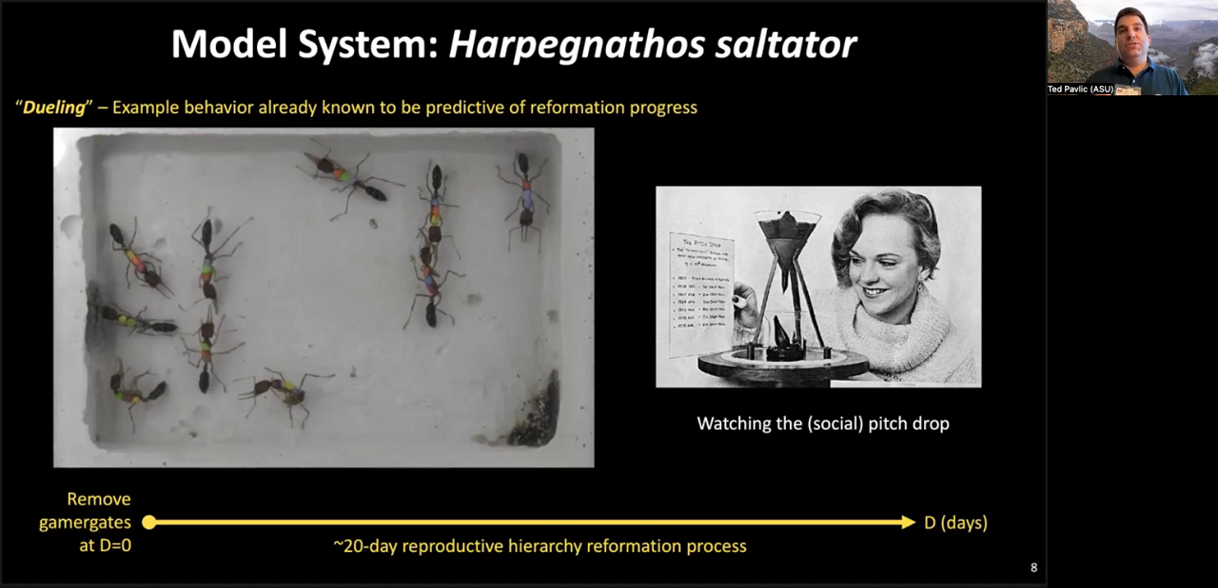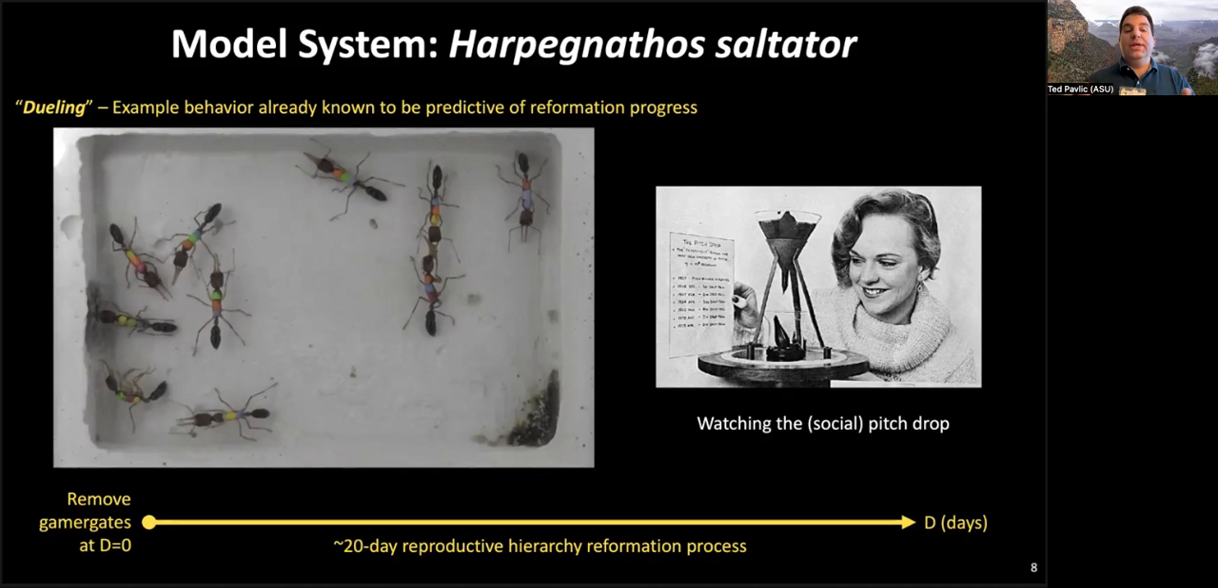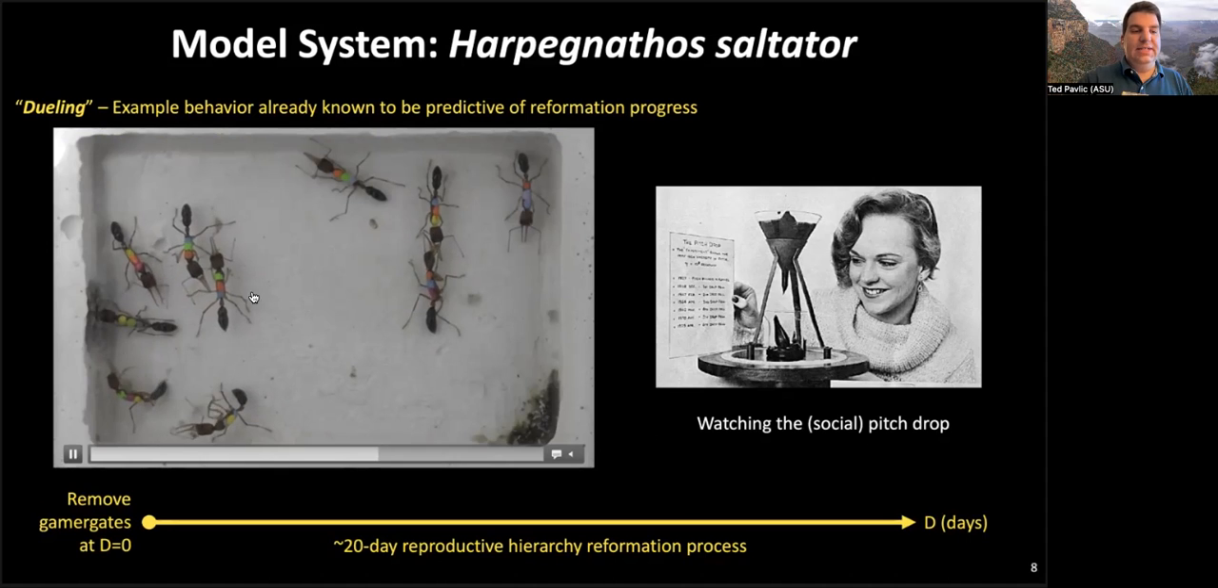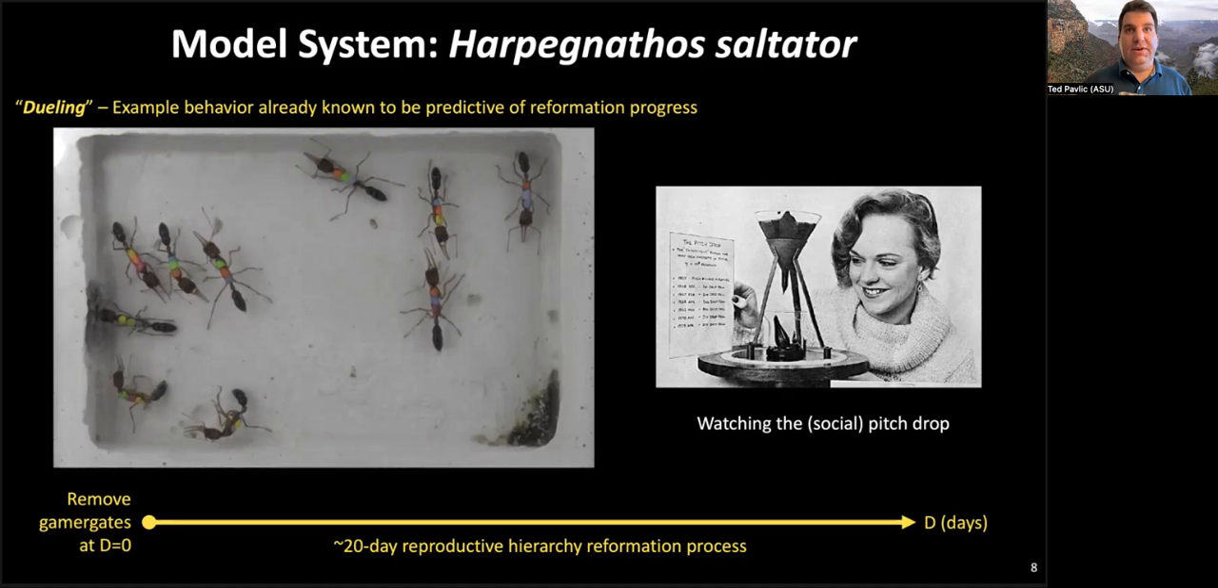However, there are certain behaviors that are already known from human researchers' observations that seem to occur during this transient period, like the behavior of dueling. There are two ants in this video that you've seen going through bouts of dueling while I've been talking here. It's a stereotyped back and forth behavior.